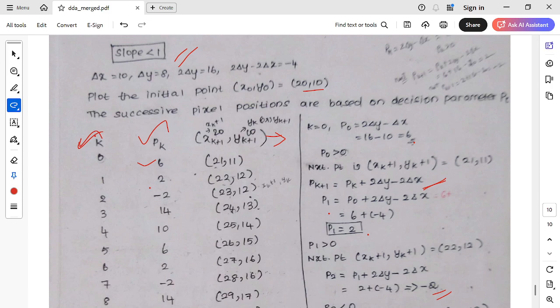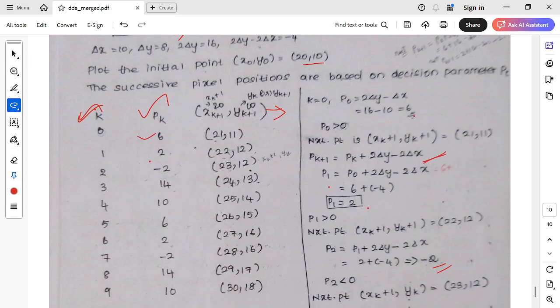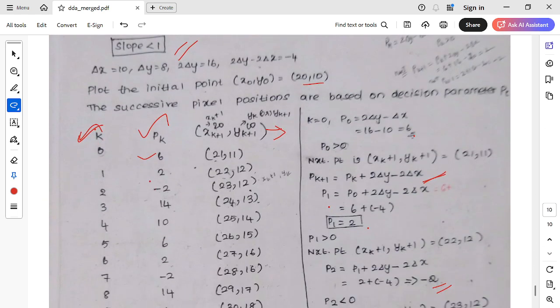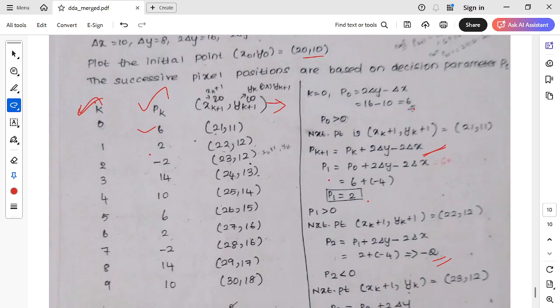Again, for calculating the next decision parameter, what is the formula? I have calculated that the pk value is minus 2, less than 0. For the next decision parameter, I'm going to go with this particular formula: pk plus 1 is equal to pk plus 2 delta y. By calculating, you'll get the value 14, which is greater than 0. So I'm going to increment both the x value and the y value. Similarly, this process will continue.